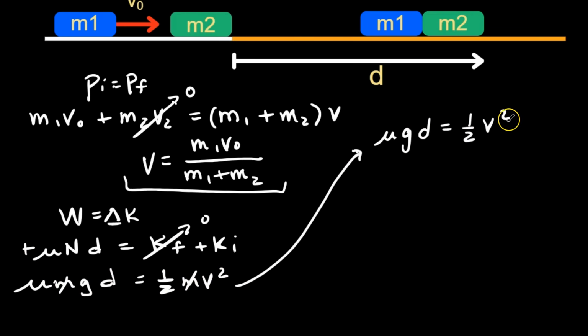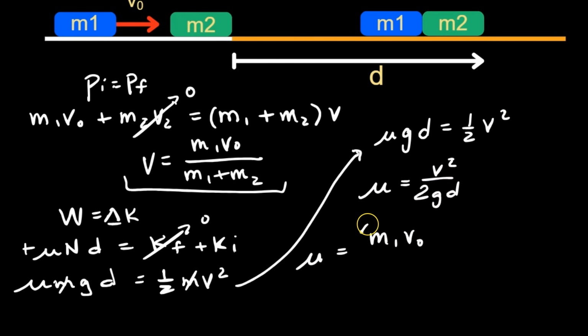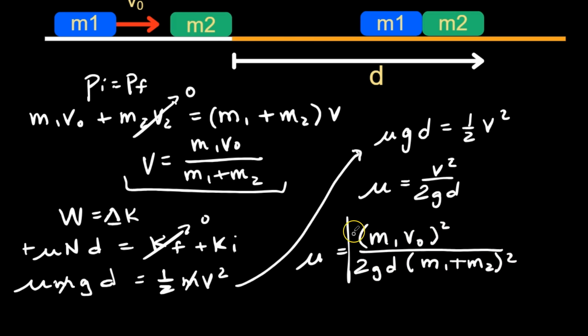You'll notice that the normal force is equal to mg because it's on a horizontal surface. So those two forces are balanced. And here the masses will cancel out. That leaves us with mu g d is equal to 1/2 v squared. Solving for mu, we get v squared over 2gd. And plugging in the velocity, we get that mu is equal to m1 squared v naught squared divided by 2gd times (m1 plus m2) squared.